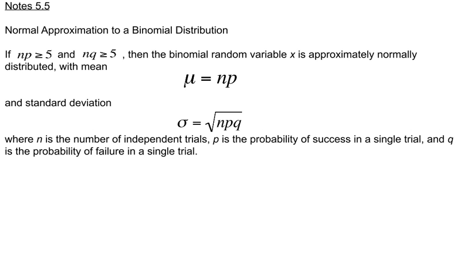Right? So a key thing here is n times p in our binomial distribution and n times q have to both be greater than or equal to 5. Right, so keep in mind n is number of trials, p is probability of success, and q is probability of a failure.